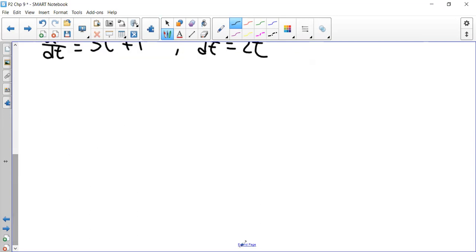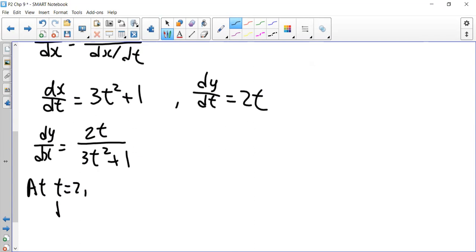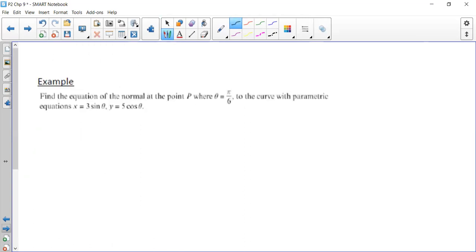So dy by dx equals dy by dt over dx by dt, which is 2t divided by 3t squared plus 1. At t equals 2, the gradient dy by dx equals 2 times 2 over 3 times 2 squared plus 1. Put in the calculator, 4 over 13, that's the gradient. Okay, that's it, done. Next one.